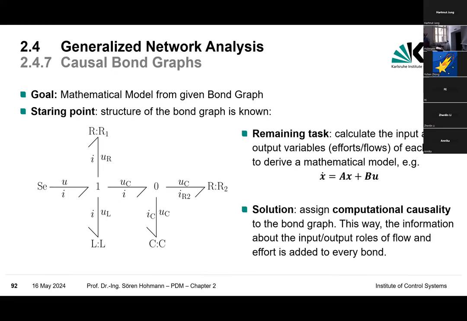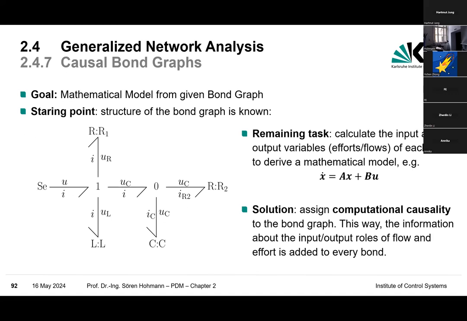Now, can we calculate the efforts and flows of a bond graph? And the answer is yes. But there's something you need as an ingredient, which is called computational causality. Computational causality defines what is calculated, whether the effort is calculated out of the flow or the flow is calculated out of the effort variable. That's what is necessary. If you look, for example, at the resistive element, U is R times I. So the voltage is calculated based on the flow variable.